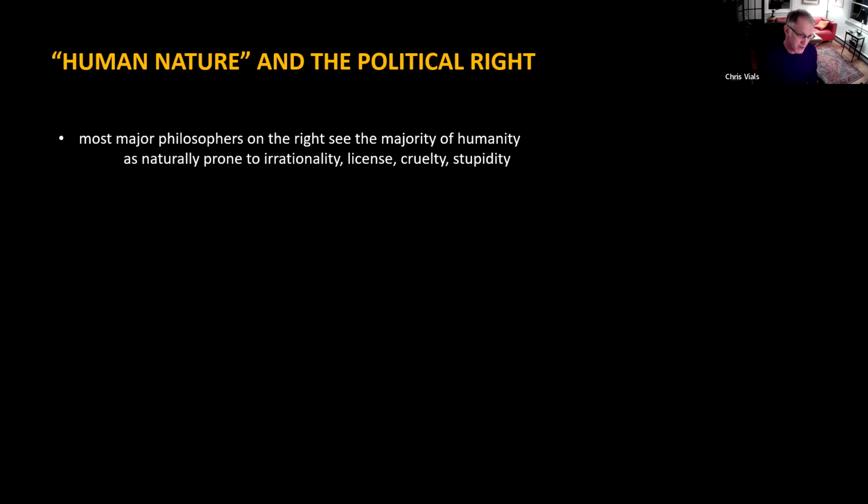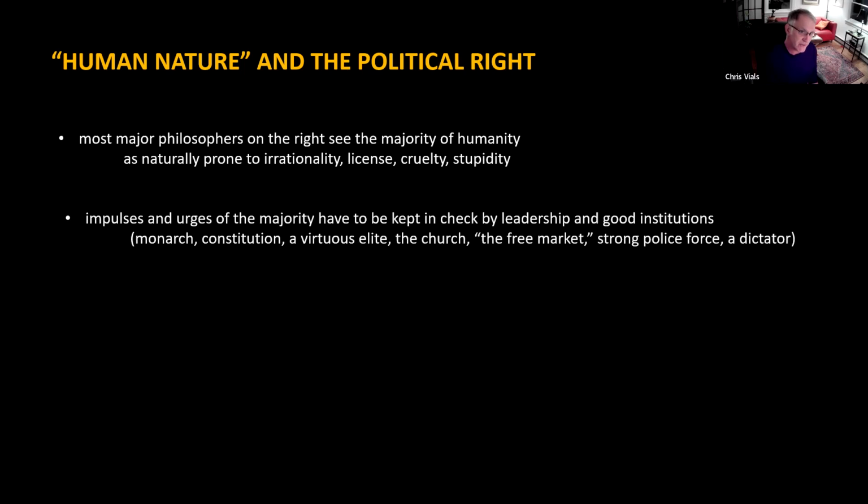And I'm not trying to be mean here or biased by stressing this, but I've seen this over and over and over, whether you're reading Edmund Burke or Friedrich Nietzsche or Spengler or Madison Grant, or Bill O'Reilly. Over and over, most of them on the right, their fundamental view of humanity is one where most people are prone to badness, right? And so consequently, the impulses and urges in the majority have to be kept in check by leadership and good institutions, whether it is a monarch, a constitution, a virtuous elite, the church, the free market, the strong police, a dictator, what have you. The impulses and the urges of the majority always have to be kept in check by leadership, right? And humans are capable of self-government only in specific circumstances, right?